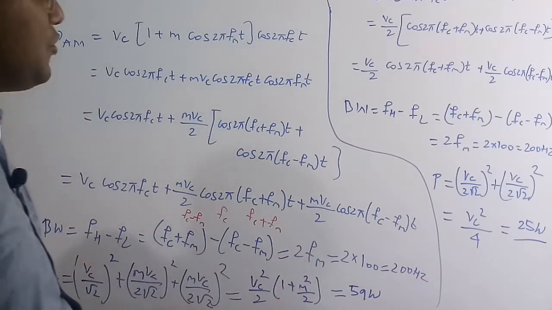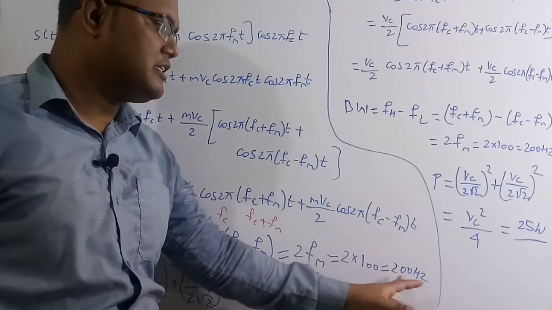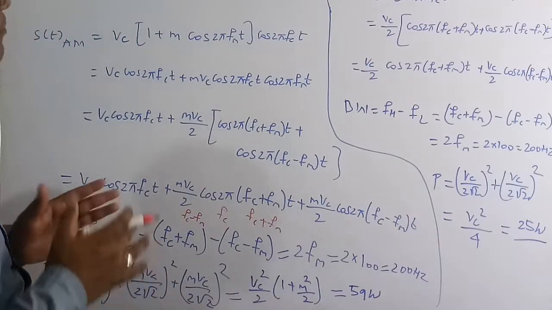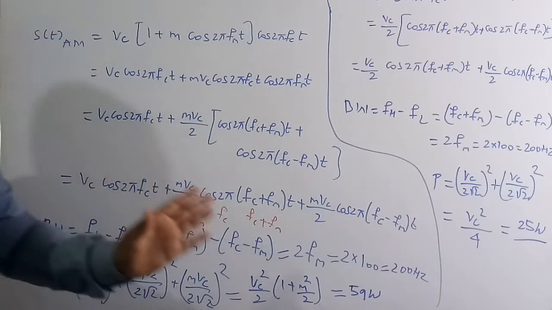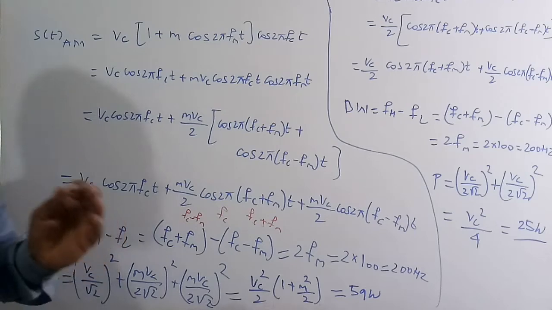fm value we all know which is 100 Hz. So therefore 2 into 100 is nothing but 200 Hz. So therefore the bandwidth in the AM signal is 200 Hz. Now we need to find what is the total power.